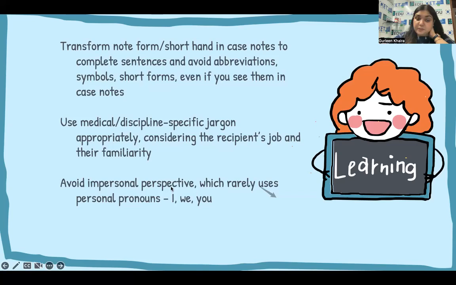Avoid impersonal perspective, which rarely uses any personal pronouns like I, we. So avoid that. In fact, you should avoid judgment as well. No positive or negative judgment for the patient.